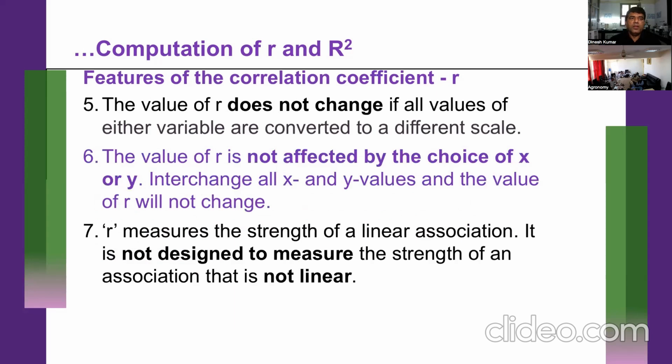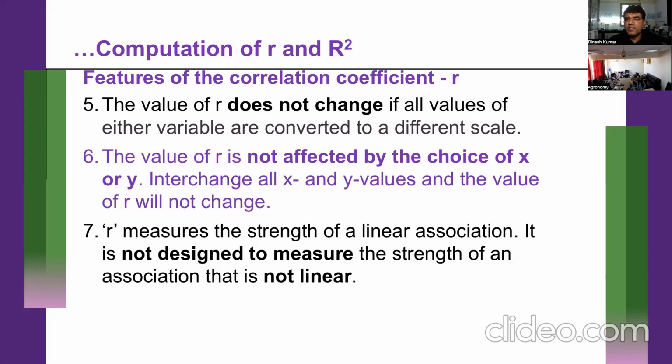Now, friends, we can compute how to compute R square. The value of R does not change. Now see the features of the correlation coefficient continued. Number 5: the value of R does not change if all values of either variable are converted to a different scale. My friend was asking about quintals and kilograms. So if you change the values to a different scale or different unit, the correlation coefficient will remain the same.